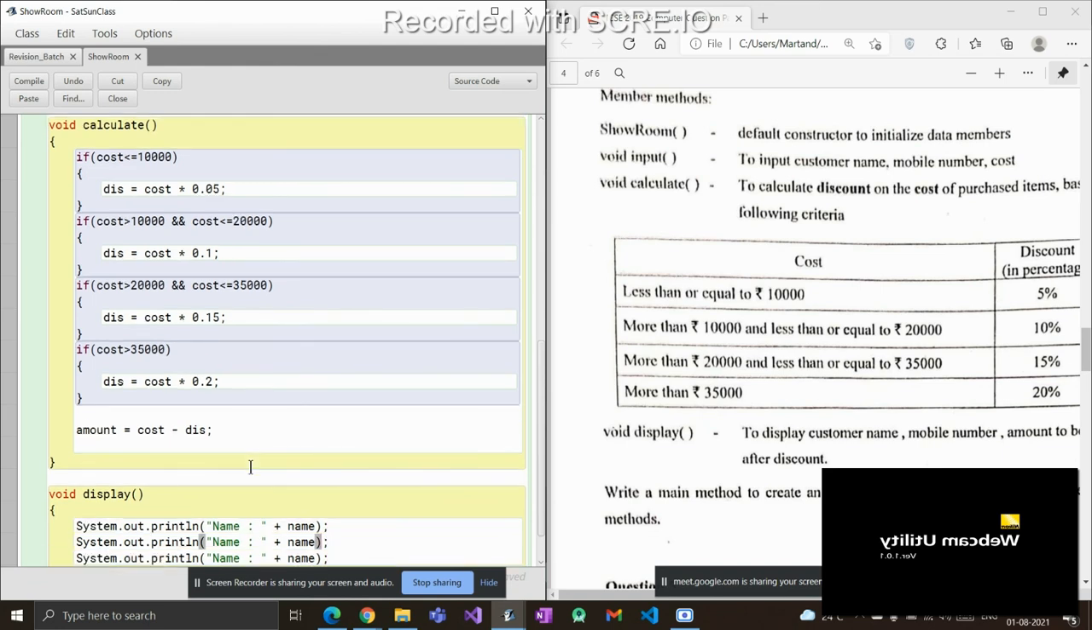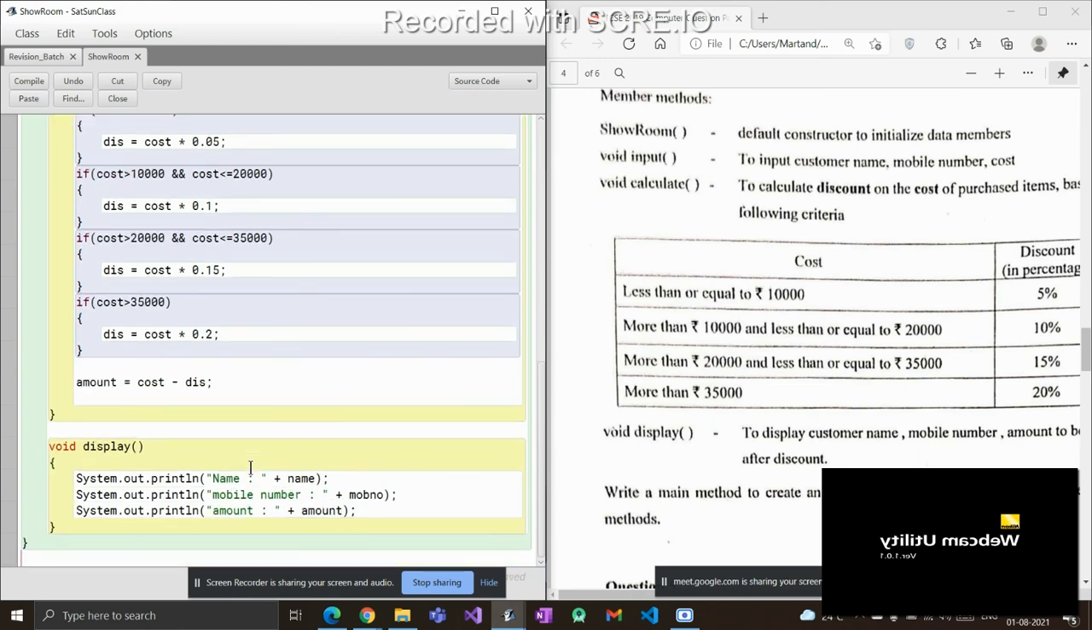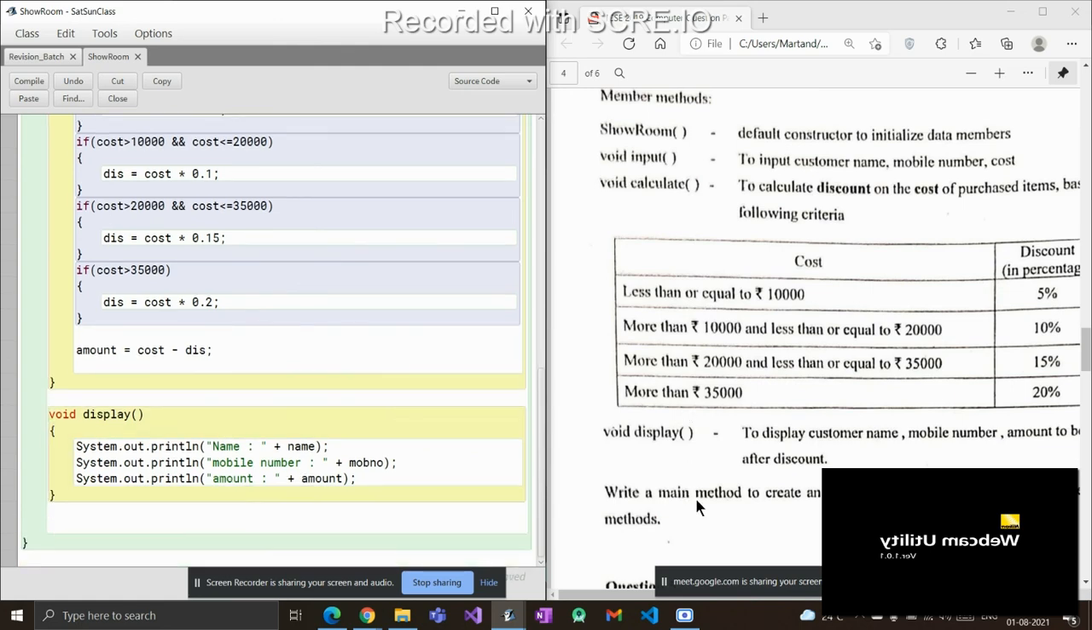Three things we need to do. So name, mobile number. See the variable name properly, MOBNO, and at last I have to print the amount after discount, which is stored in amount. So that's my amount. Fine. So I'm done with all my three functions.